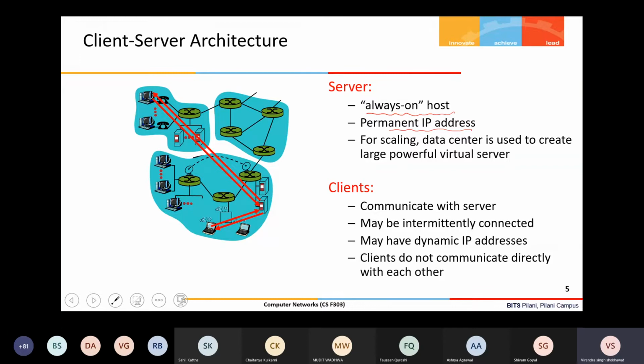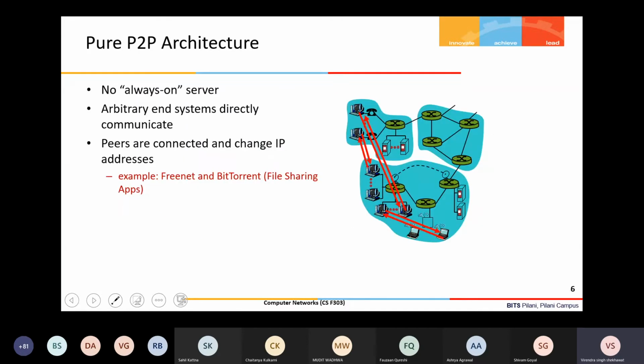So just a single physical machine will not be sufficient. Now, in a peer-to-peer architecture, there is no server. Peers directly communicate with each other. Examples of applications that follow this peer-to-peer architecture are Freenet and BitTorrent. Typically, file sharing applications come under this.